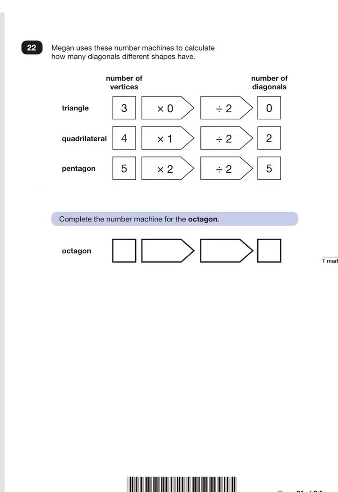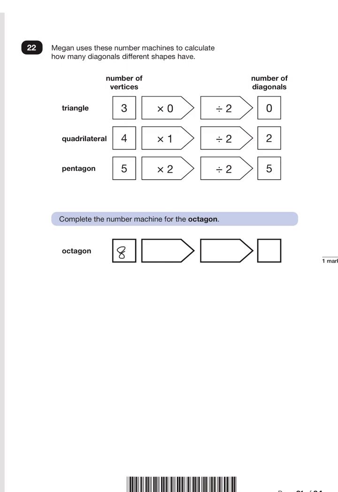Number 22. Megan uses these number machines to calculate how many diagonals different shapes have. Complete the number machine for the octagon. The number of vertices in an octagon is 8.